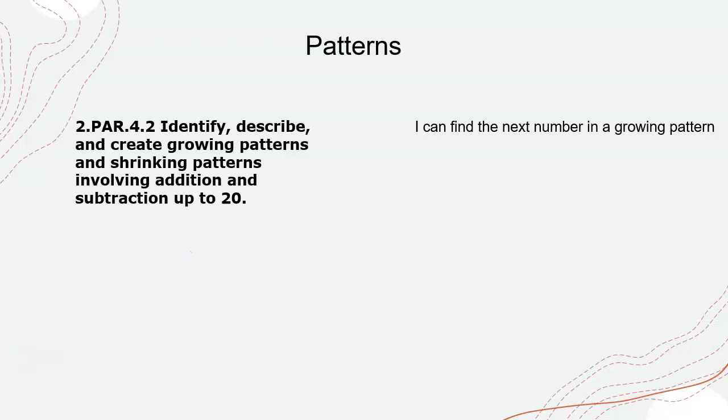This lesson is about patterns, and the standard is a second grade math standard. And this is the standard: identify, describe, and create growing patterns and shrinking patterns involving addition and subtraction up to 20. My I can statement is I can find the next number in a growing pattern.